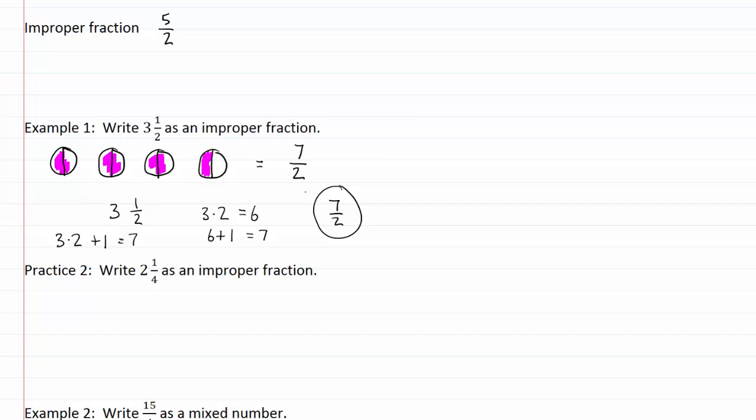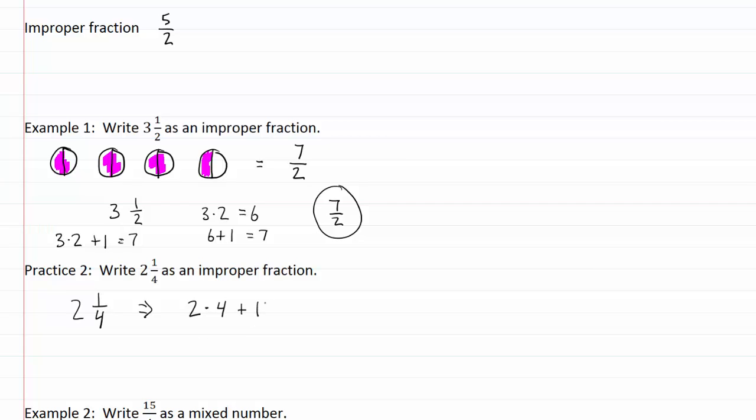Alright, welcome back. So I'm going to write 2 1/4 as an improper fraction. So it's 2 1/4. And I'm going to just do this without the picture. So I've got 2 whole ones here. So I go 2 times 4. 4 parts make up the whole. 2 times 4 plus I have 1 up top.